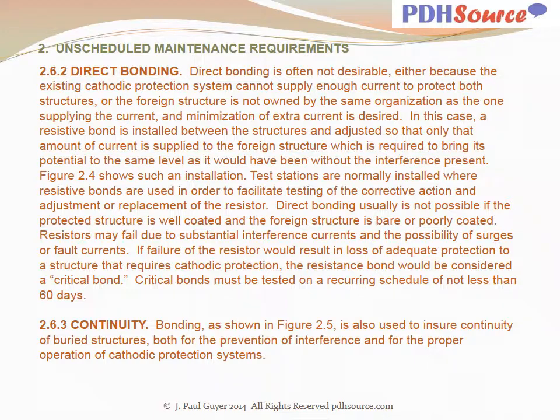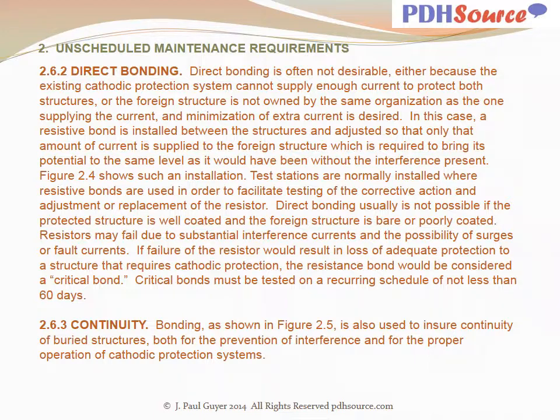Direct bonding is often not desirable either because the existing cathodic protection system cannot supply enough current to protect both structures, or the foreign structure is not owned by the same organization as the one supplying the current, and the minimization of extra current is desired. In this case, a resistive bond is installed between the structures and adjusted so that only that amount of current is supplied to the foreign structure which is required to bring its potential to the same level as it would have been without the interference present. Figure 2.4 shows such an installation.